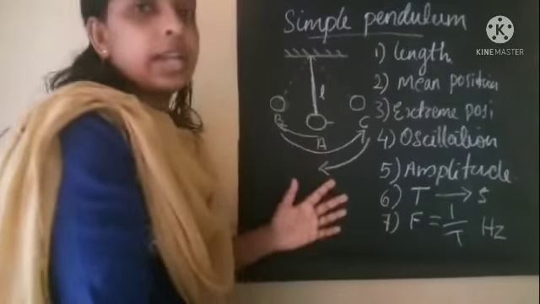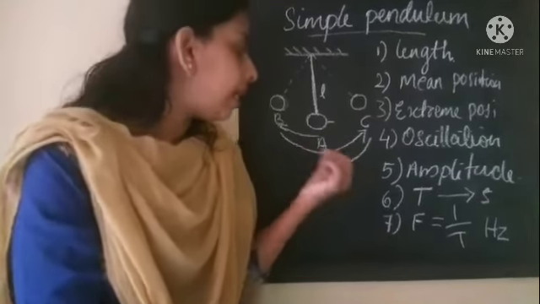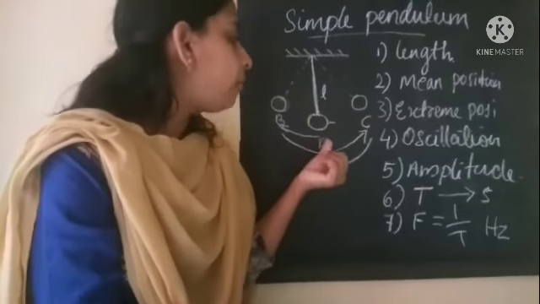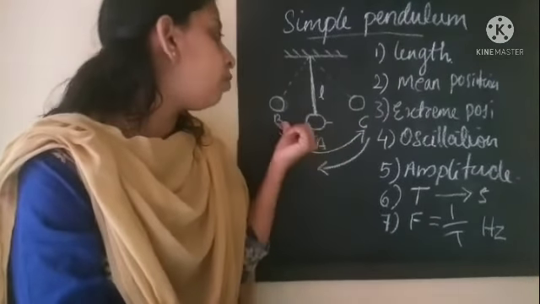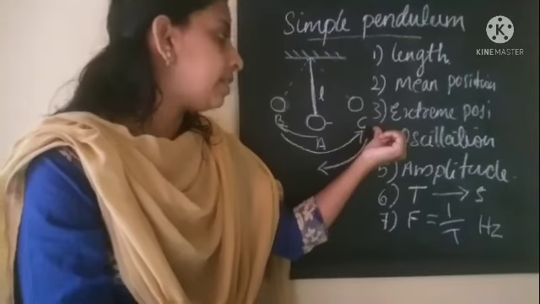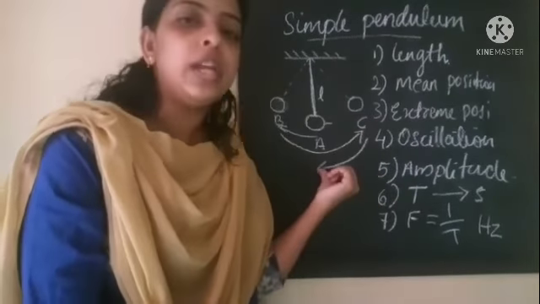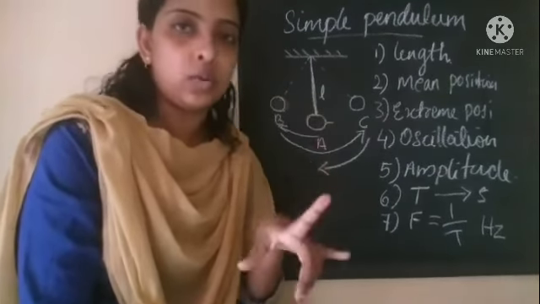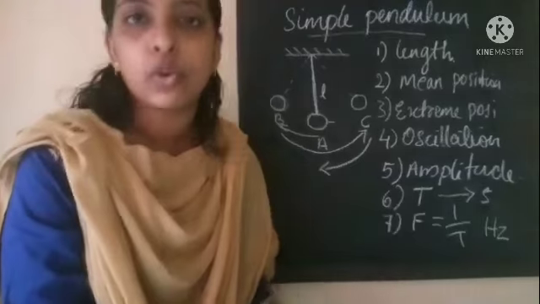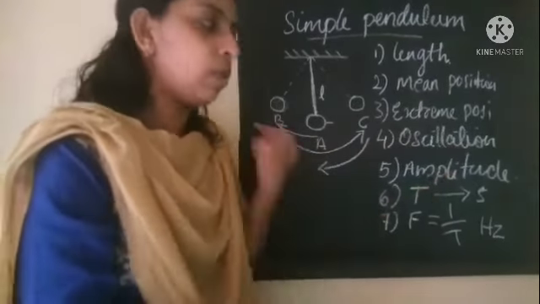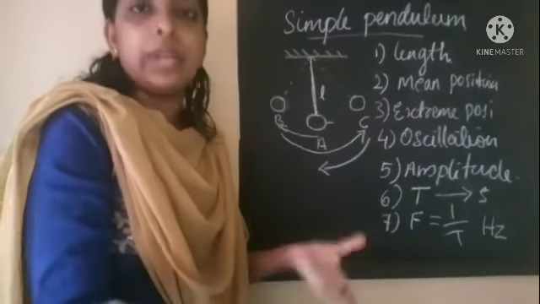When we consider that, we can analyze this. When the bob moves from the rest position, if it moves to B, then again to C, then comes back to B, that is considered as one oscillation. Oscillation means the to and fro motion of the bob, like a swing.